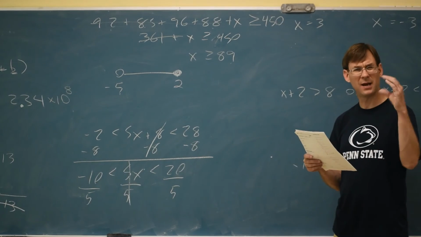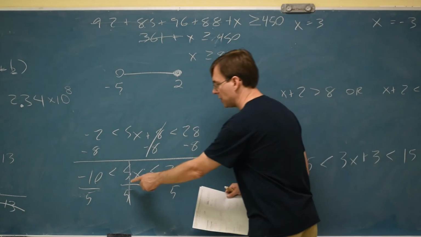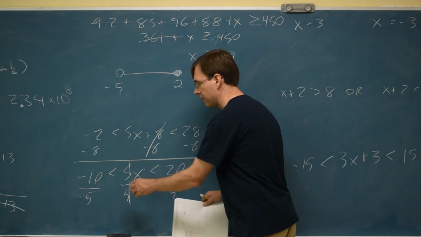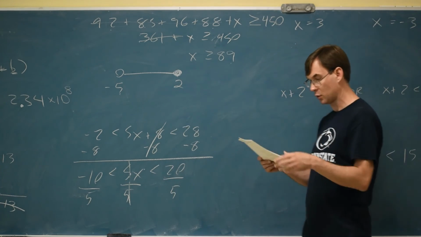Again, none of those signs are turning because we never encountered a negative with the variable. But if you ever see a negative with the variable, all the greater thans and less thans would turn, as you saw.